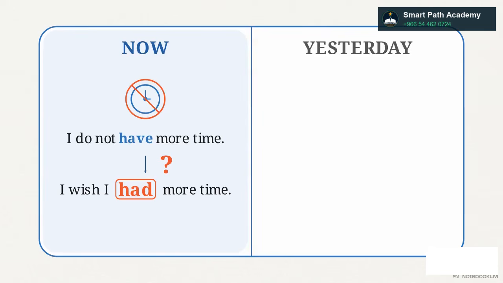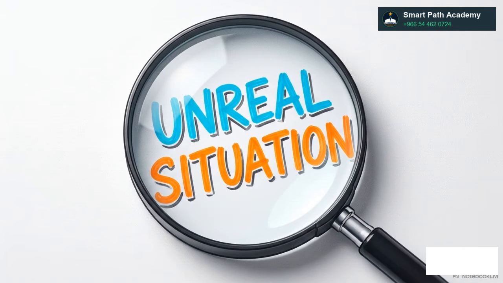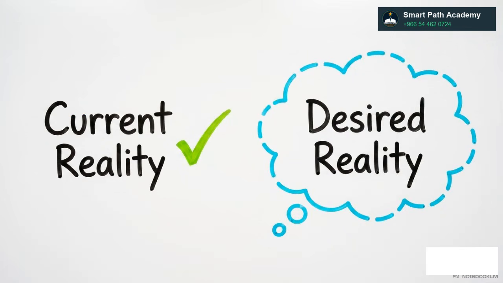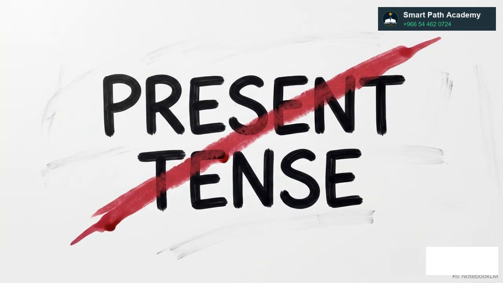Why do we say, "I wish I had more time," when we are talking about what we want right this second? This happens because we are entering what grammar calls an unreal situation. A wish is simply a desire for a reality that does not currently exist. Because it isn't real right now, we can't use a present tense verb.